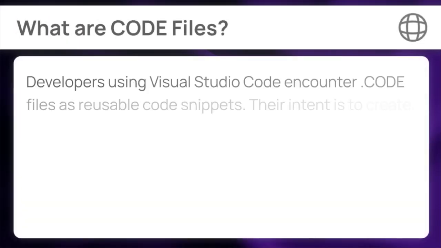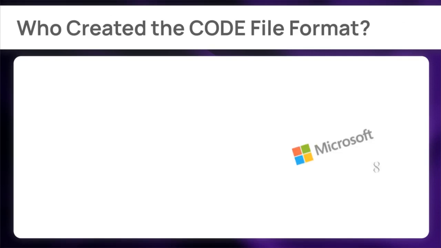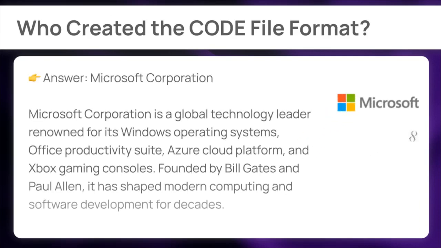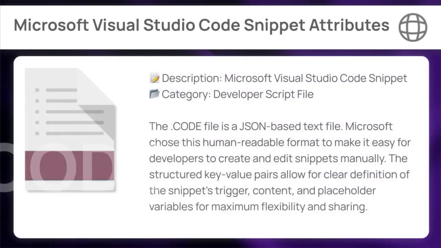Developers using Visual Studio Code encounter CODE files as reusable code snippets. Their intent is to create, share, or install these snippets to accelerate their coding workflow. These files define a prefix, body, and description for a block of code that can be inserted into a document with a shortcut. The CODE file is a JSON-based text file.